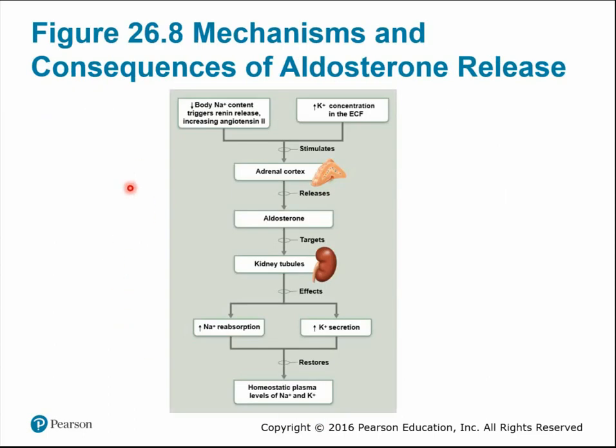This is showing that sodium reabsorption mechanism with aldosterone. We have low sodium content, so that's going to trigger renin release from the kidneys, which stimulates release of angiotensin II, which stimulates the adrenal cortex, which releases aldosterone, which targets the kidney tubules to increase sodium reabsorption and potassium secretion. As a result, we're going to restore those homeostatic levels of sodium and potassium.